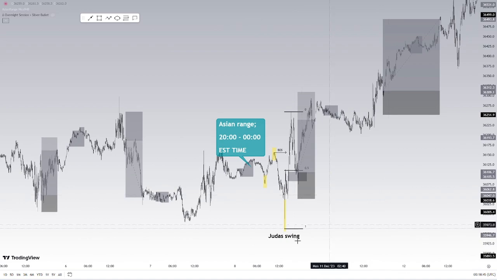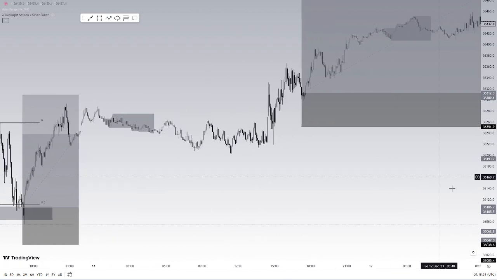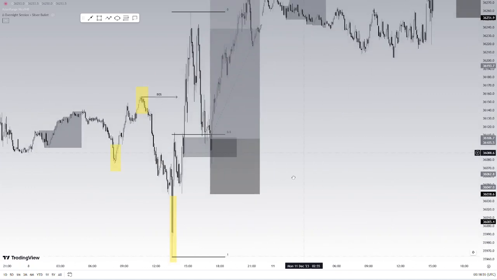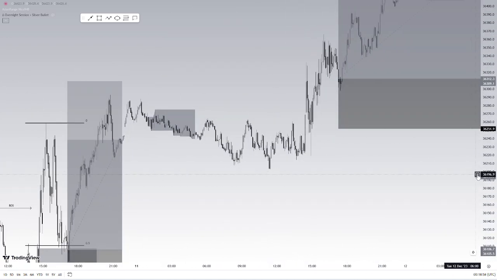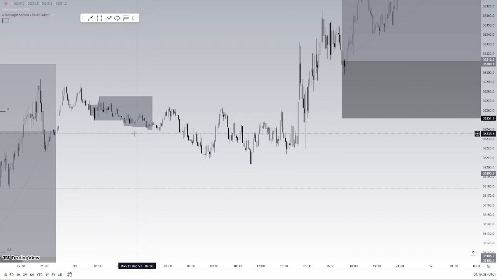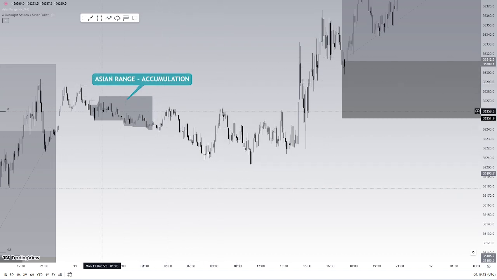Now, if we go on to the next trading day, which is actually a Monday, we see the same cycle play out. It may look different, but we see the same characteristics of the market, right? So what we see here is the Asian high and the Asian low in the form of the Asian range, okay? So this is the Asian range, the accumulation phase of the market, right? This is the accumulation phase.